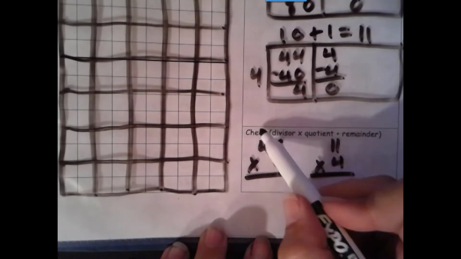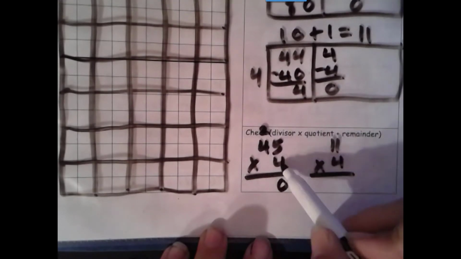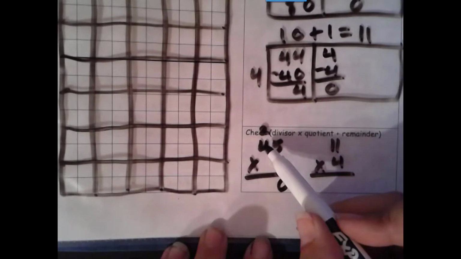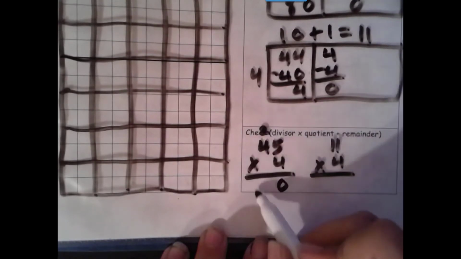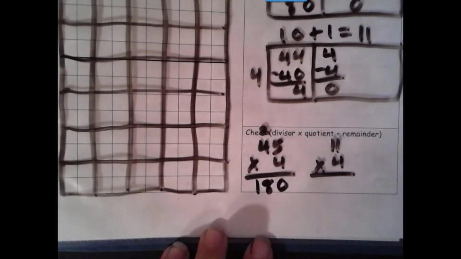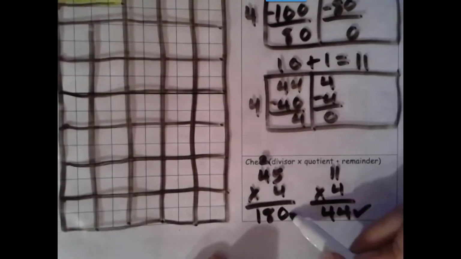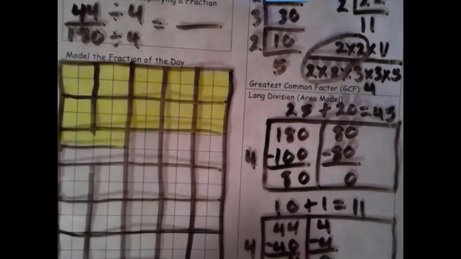4 times 5 is 20. 4 times 4 tens is 16 tens, plus 2 more tens is 18 tens, or 180. 4 times 1 is 4, so 4 groups of 1. 4 groups of 10 is 40. 44, that matches our dividend. 180, that matches our dividend. Check. So our numerator is definitely 11, and our denominator is definitely 45.